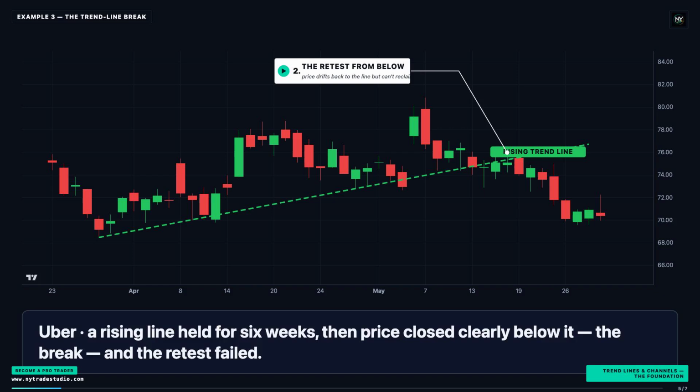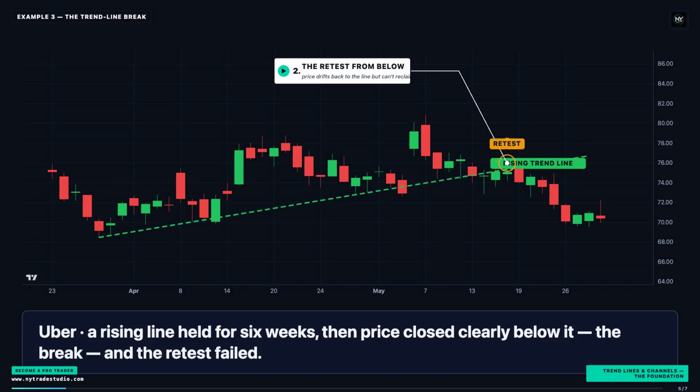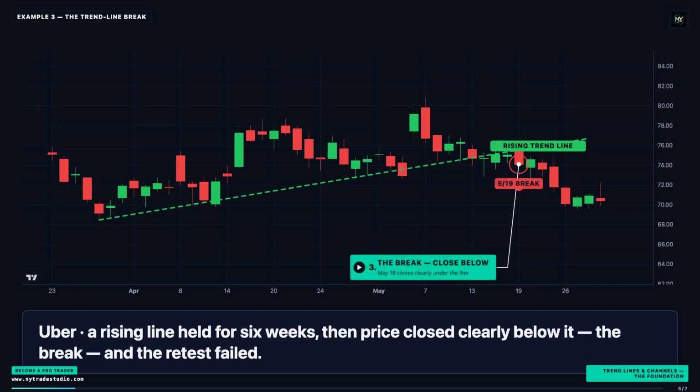Except this time, instead of bouncing cleanly off it and powering up, it just hangs there struggling, pressing against the underside of the line. That is the warning sign. Price is testing the line from below and cannot get back above it, and then it breaks. On May 19th, Uber closes clearly below the rising line. Not a quick poke, a real daily close underneath. That close is the signal.